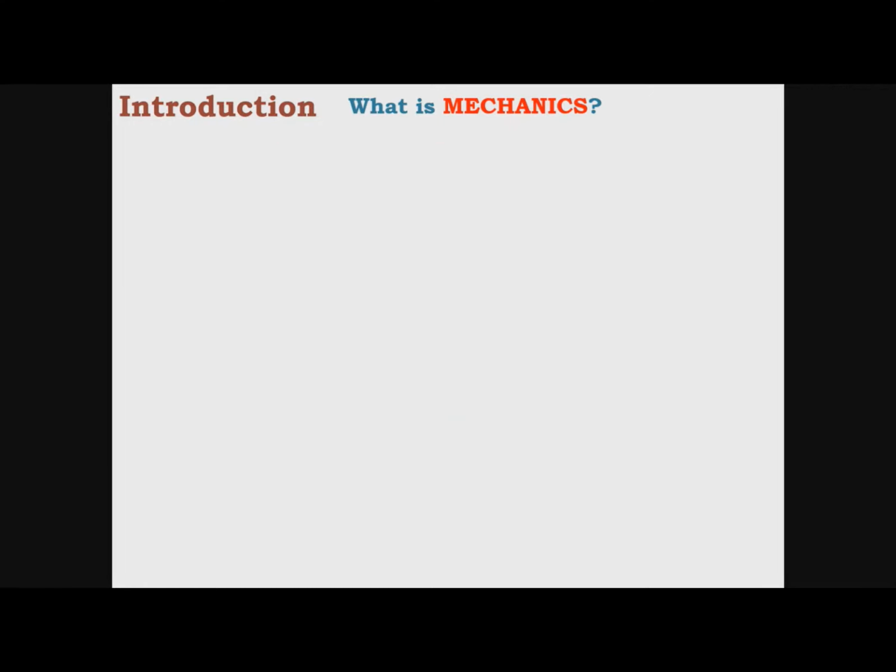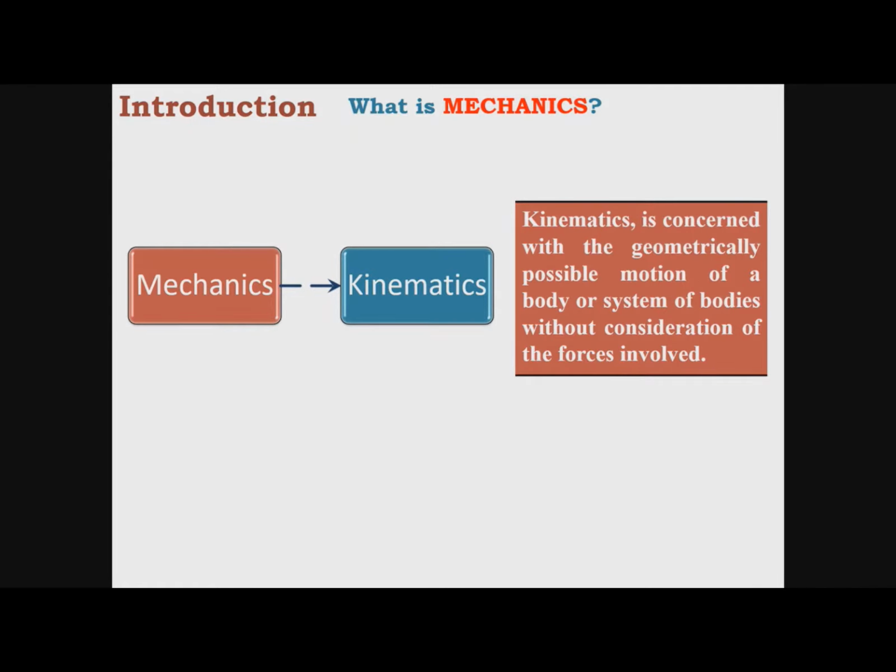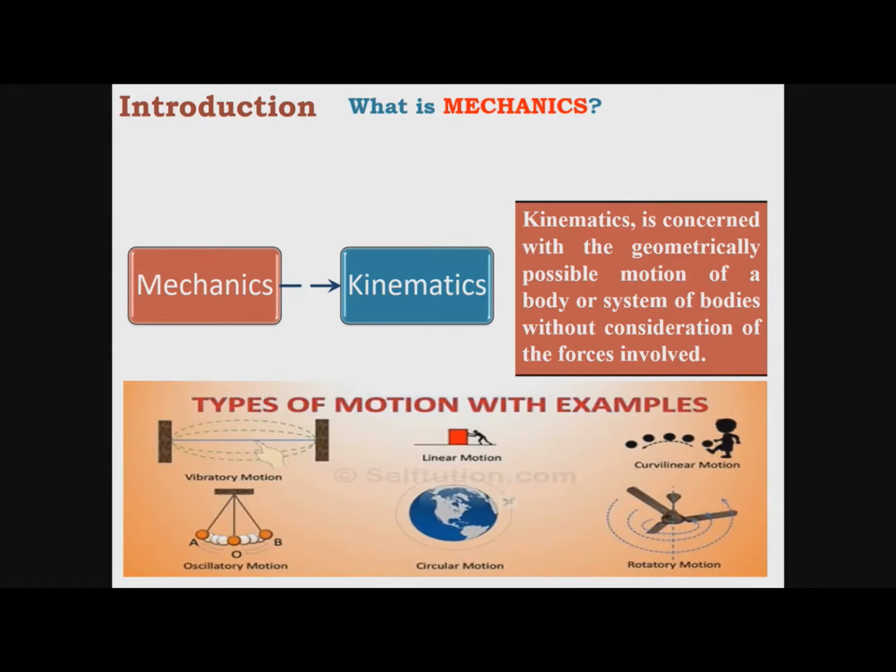Let us understand what is mechanics. Mechanics is classified into kinematics. Kinematics is a study related to the motion of a body, not considering the forces that are involved. Examples of motion are vibratory motion, linear motion, curvilinear motion, oscillatory motion, circular motion, and rotary motion.